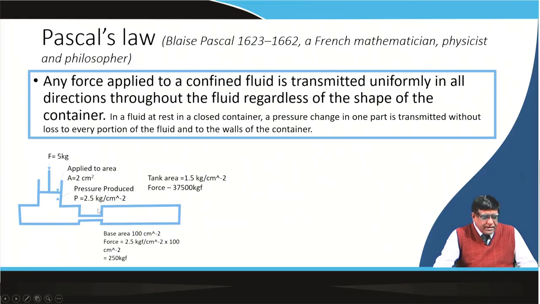If the area on this portion is different, then the force available will be different. Here, in this base plate, if the area is 100 centimeter square, then you will get a force of 250 kgf. That means the 5 kgf we applied over here comes out as 250 kgf. This is the principle you studied earlier in the Bramah press and many other things.